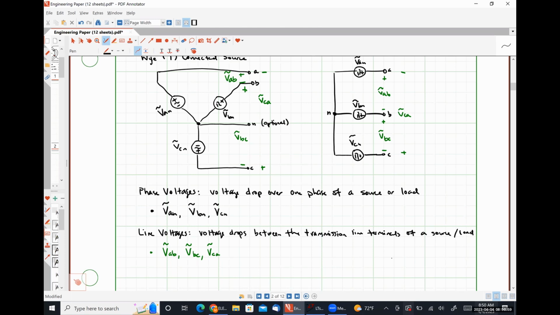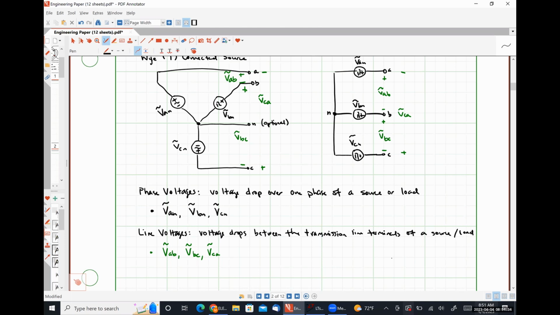Okay. So a phase to neutral voltage is effectively a phase voltage in a Y system because it's measured from the phase terminal to the neutral terminal. It's literally the exact same thing. And then you might hear of line to line voltages. That's measured from one transmission line terminal to another transmission line terminal, so it is literally the exact same thing as a line voltage. They're just calling it something different, right? So a line to line voltage might be VAB, VBC, or VCA.